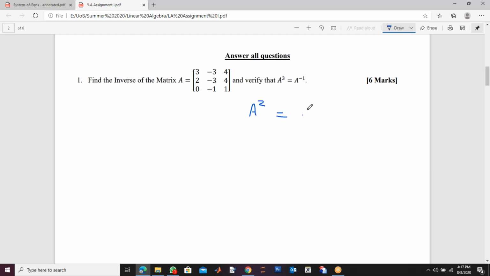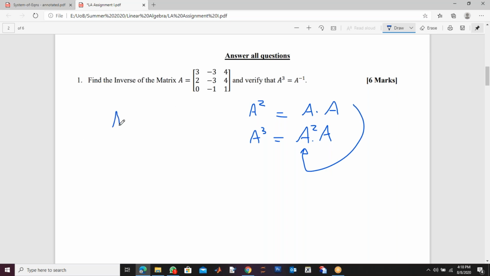First of all, you multiply A with itself and you will get A square. Then if you multiply that answer, A square, with A one more time, you will get A cube. And similarly, you can find A inverse.